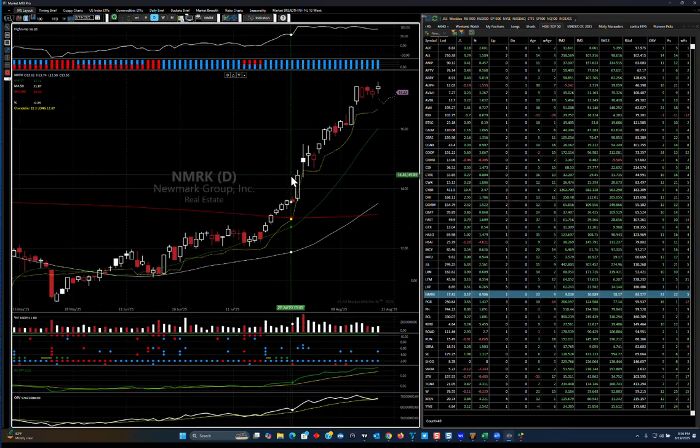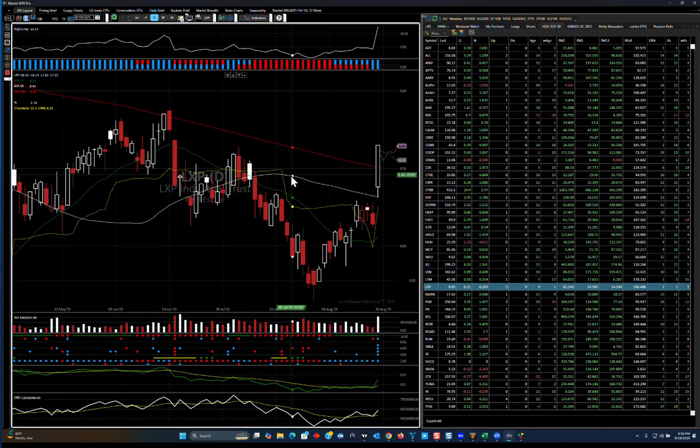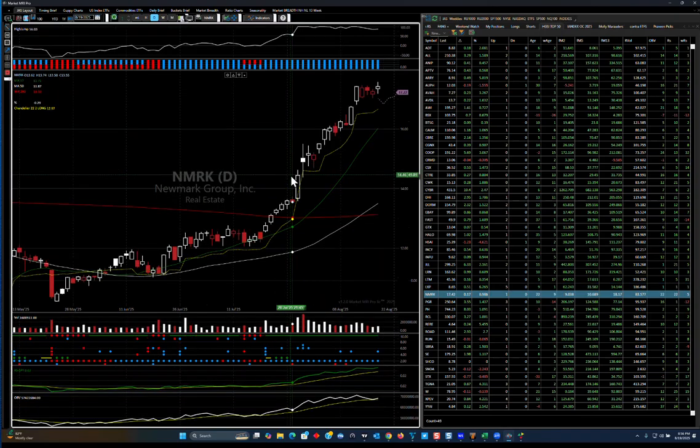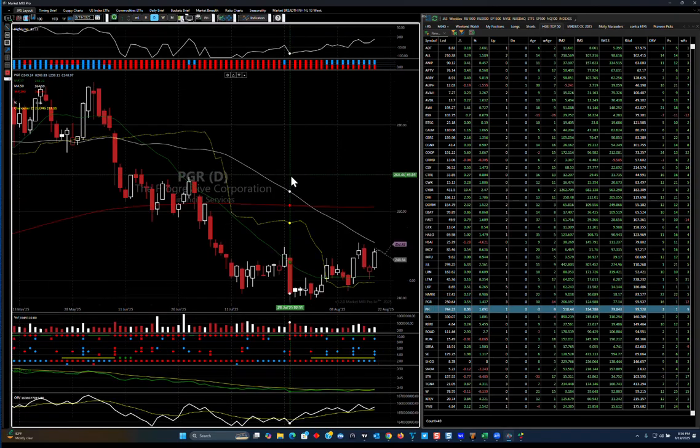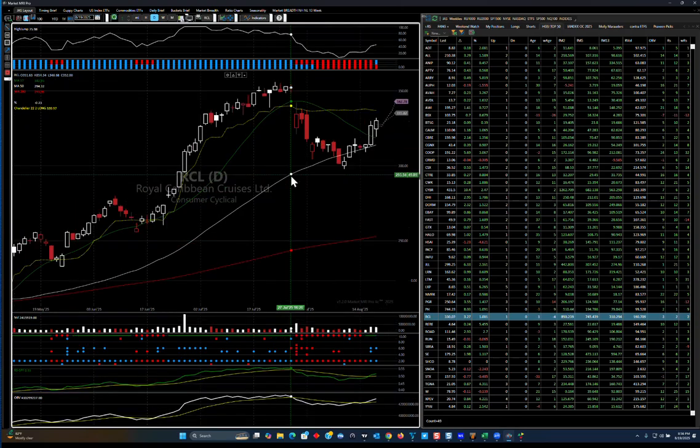But the point is, I inputted a nice list of stocks. I think LXP is interesting. I like their dividend. Royal Caribbean looks interesting here too. I love pullbacks to the 50. Love pullbacks to the 50.